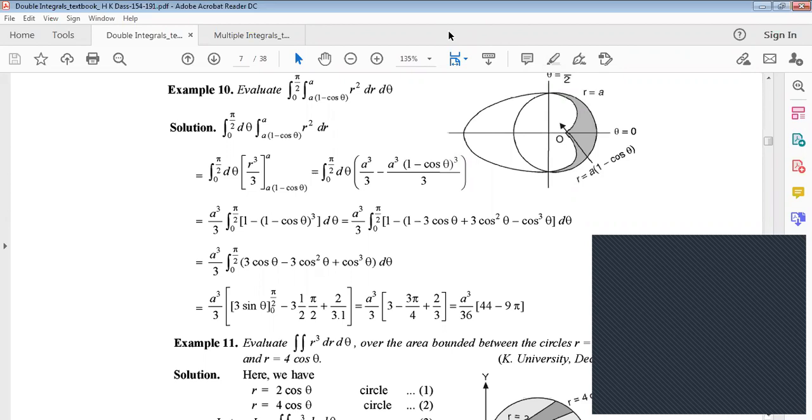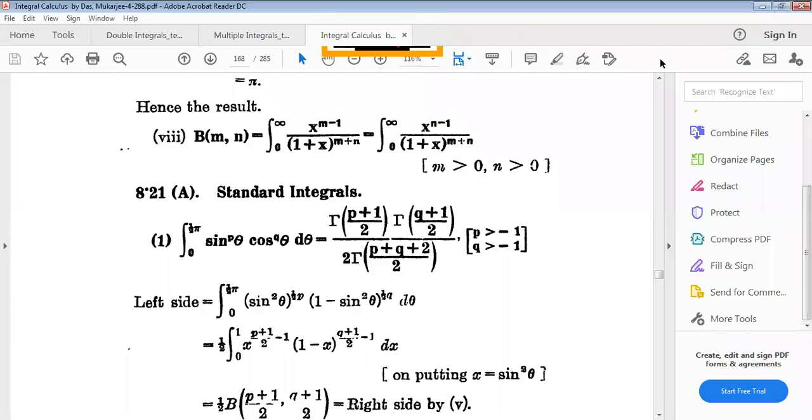Actually, this is the gamma function formula. The standard integral from 0 to pi by 2 of sine to the power p theta cos to the power q theta d theta equals gamma of (p plus 1) divided by 2, gamma of (q plus 1) by 2, divided by 2 into gamma of (p plus q plus 2) divided by 2, where p is greater than minus 1 and q also.